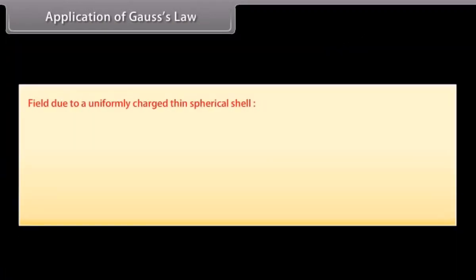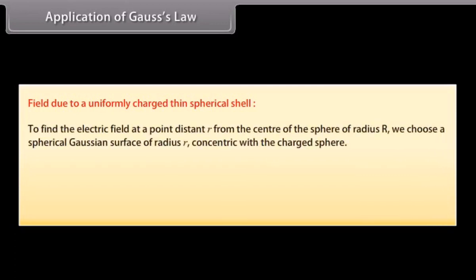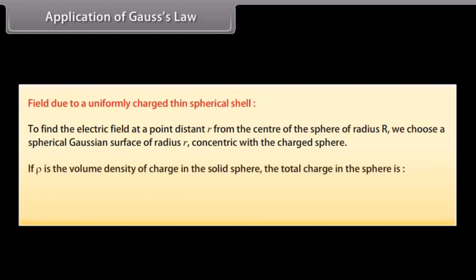Field due to a uniformly charged thin spherical shell. To find the electric field at a point distant r from the center of the sphere of radius R, we choose a spherical Gaussian surface of radius r concentric with the charged sphere. If rho is the volume density of charge in the solid sphere, the total charge in the sphere is given by Q equals 4 upon 3 times pi R cube times rho.